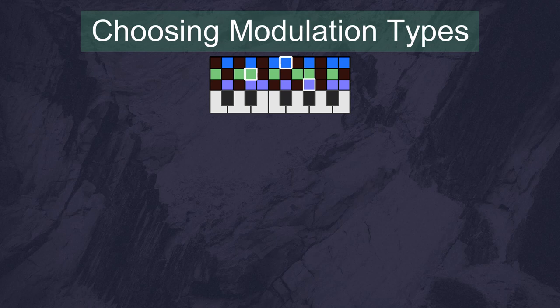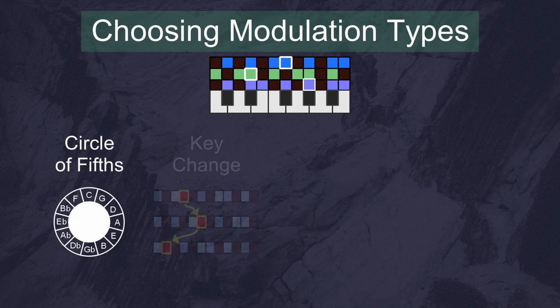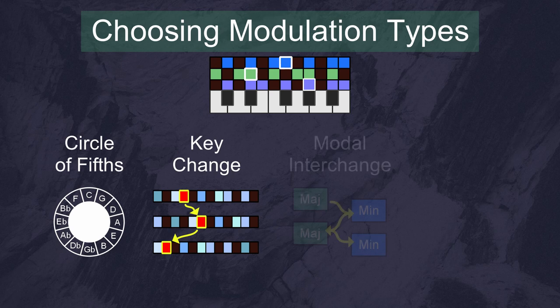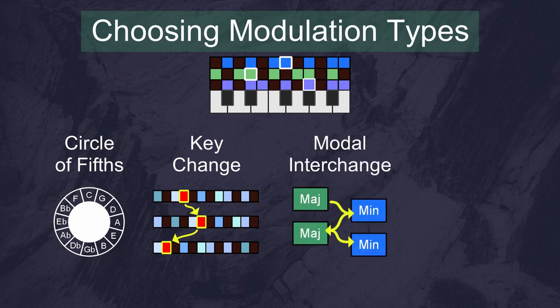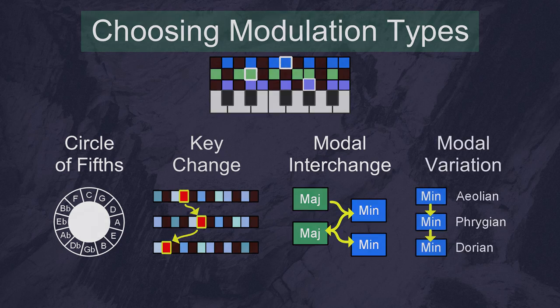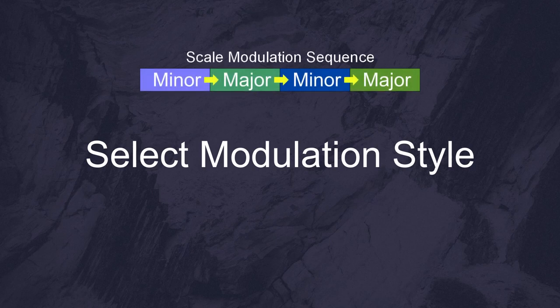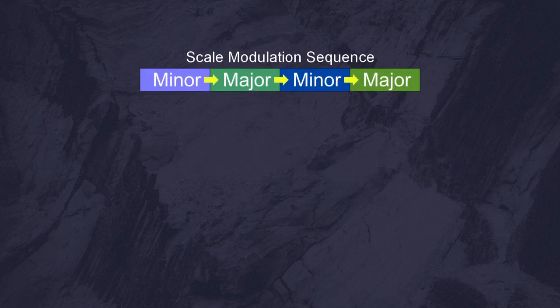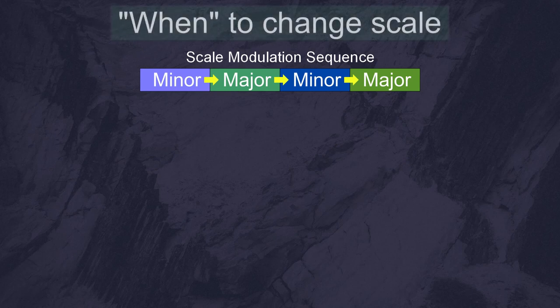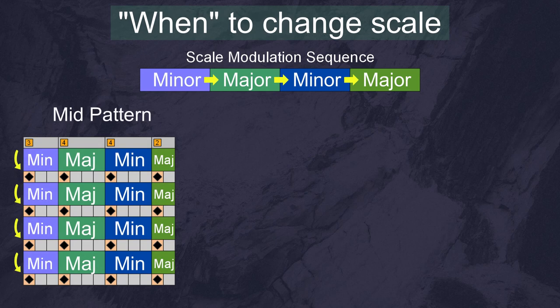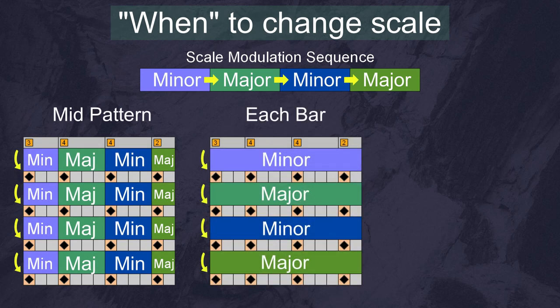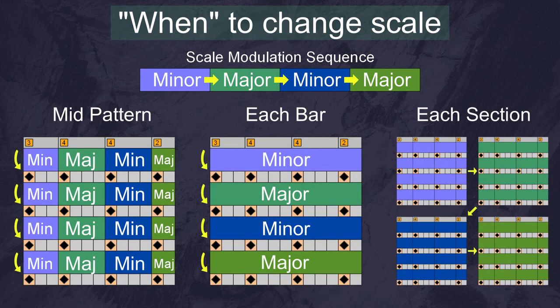We can move around the circle of fifths, we can do simple key changes, we can use modal interchange, moving between minor and major, or we might stick to only minor modes. Once we've selected our desired modulation style, we can move through that list at will, meaning that we can modulate our key in a very intentional way. Then, to decide when we want to change between scales, we have three options. We can change mid-pattern, we can change each bar, or we can change after each section.